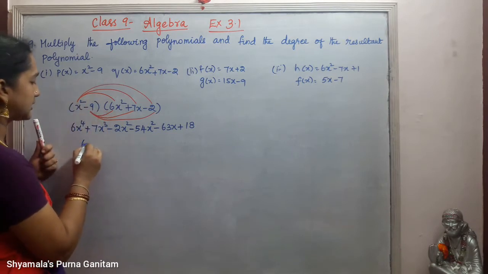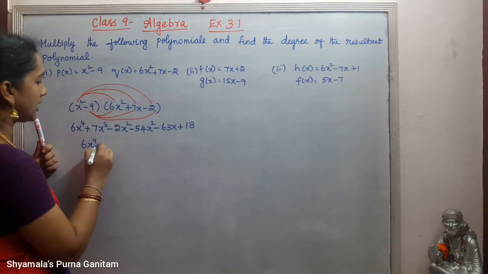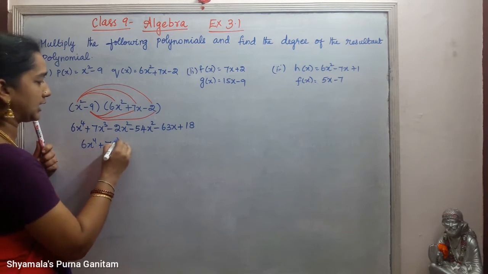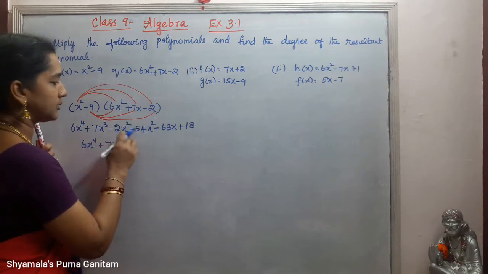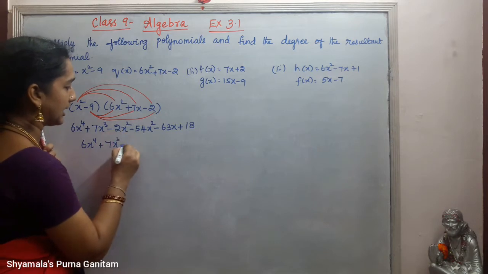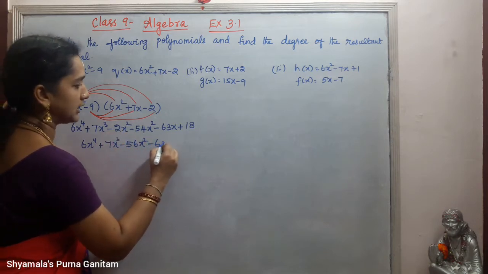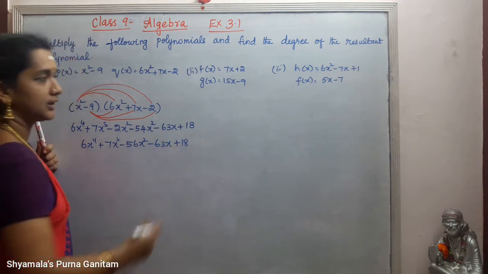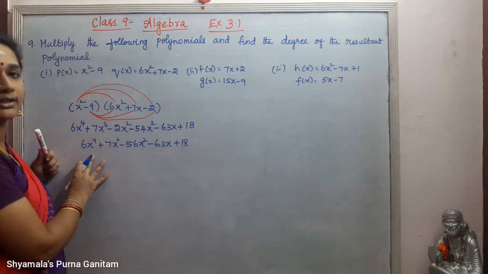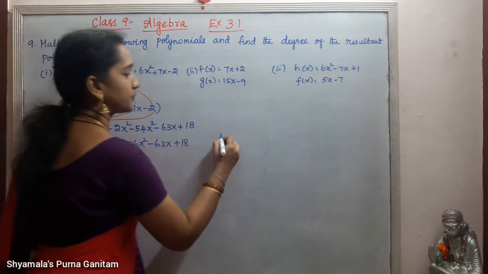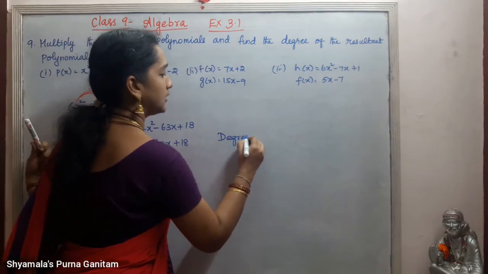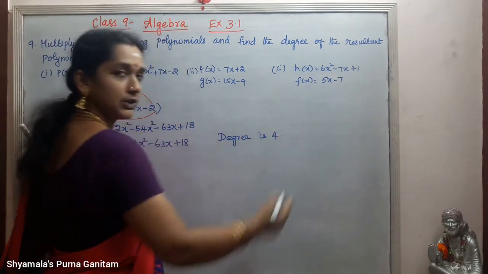So that we get 6x power 4. Only one x cube term is there, so plus 7x cube. Then x squared, two terms are there. Both are like signs, so we will add: minus 56x squared minus 63x plus 18. So the degree of the resultant polynomial is 4. So degree is 4. Okay.